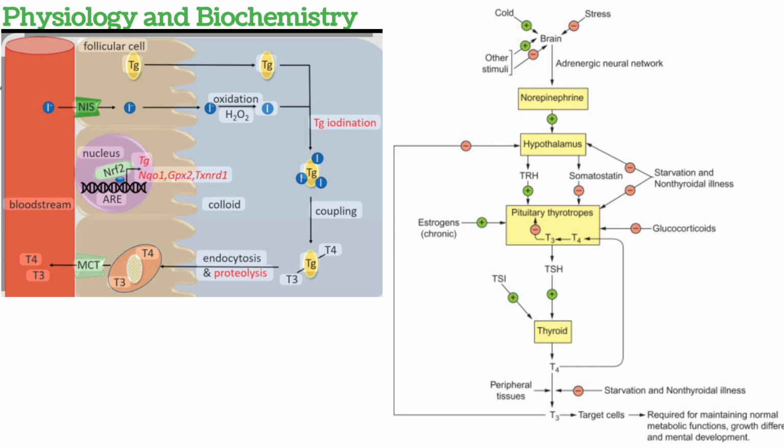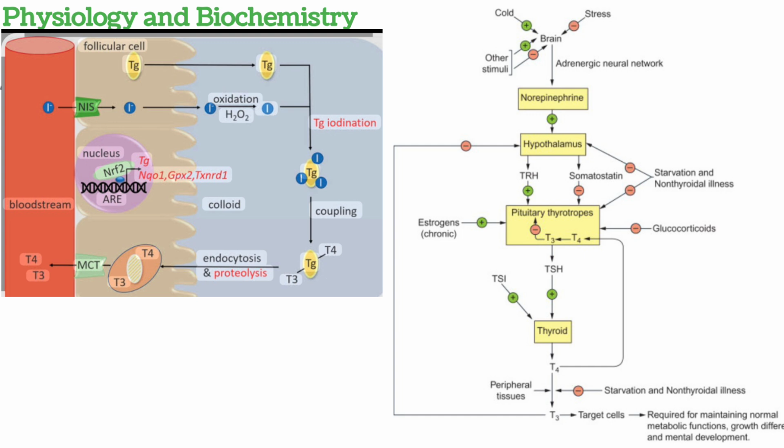What is the main action of these enzymes? They prevent oxidative stress on thyroglobulin and help in preserving the thyroglobulin, which is useful for the synthesis of thyroid hormone. Now we will be discussing the thyroid hormone synthesis in the next slide.